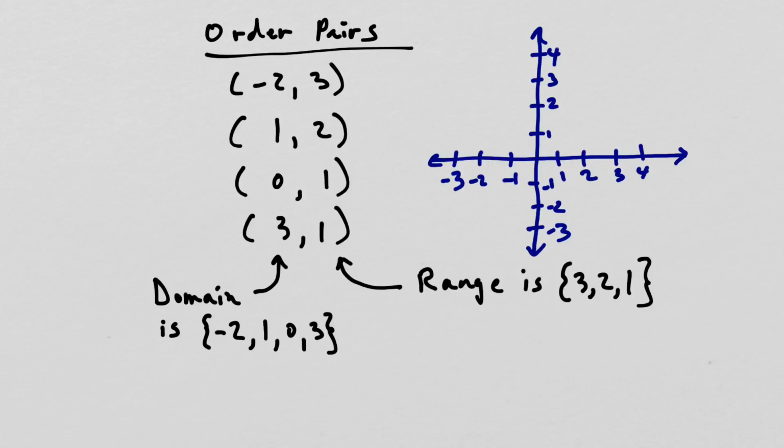Okay. So if we were to plot the first ordered pair, (-2, 3), it would be -2 on the x-axis. So we go over here, and then we go up 3 on the y-axis, and our point would be right here. Okay, now if we were to plot the next ordered pair, (1, 2), we go 1 on the x-axis, and then 2 on the y-axis, the positive side, and then we plot a point there.